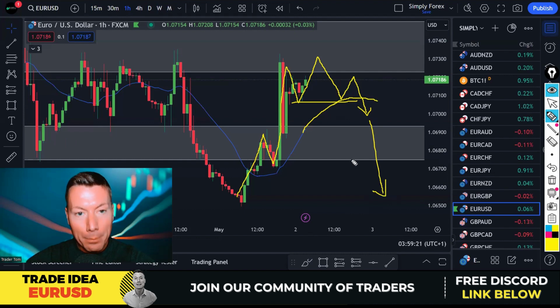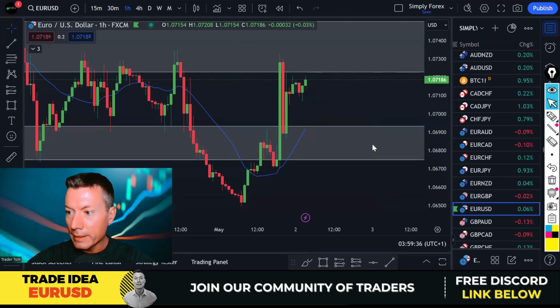Okay, so we need that breakdown just to confirm that this downtrend on the day chart is still intact. I need the H1 structure break to tell me that. Okay, so that's how we're going to trade Euro US dollar, and that's my first trade idea. I'm also looking at Euro Aussie dollar.